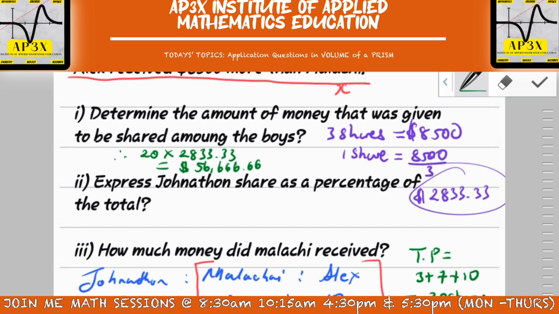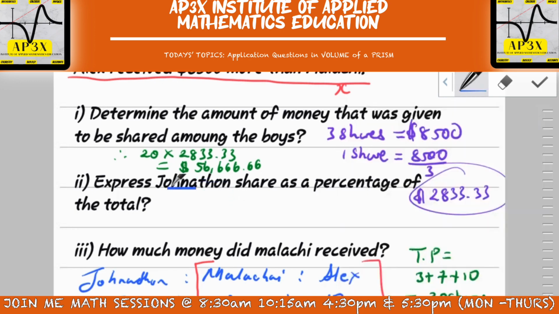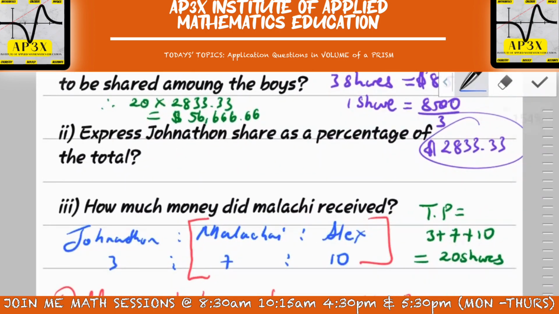Now, part 2. Express Jonathan's share as a percentage of the total. So in the previous question, we did it 2 ways. Now, if you're at that level where you've picked your poison and you've made a decision as to which method you prefer, of course, you can go right ahead then and just look at what shares did Jonathan received. Now, we know from here that Jonathan got 3 shares. So we know that, therefore, then Jonathan would have gotten 3 out of the 20 shares. And of course, quickly get into our answer.